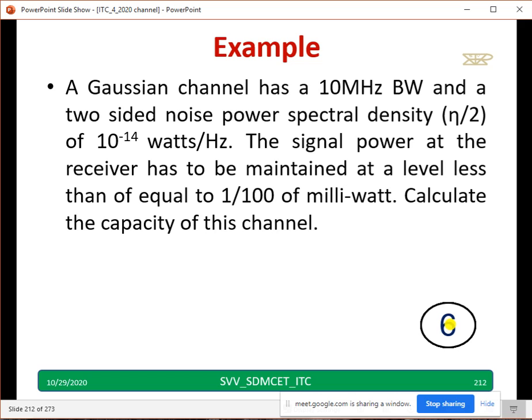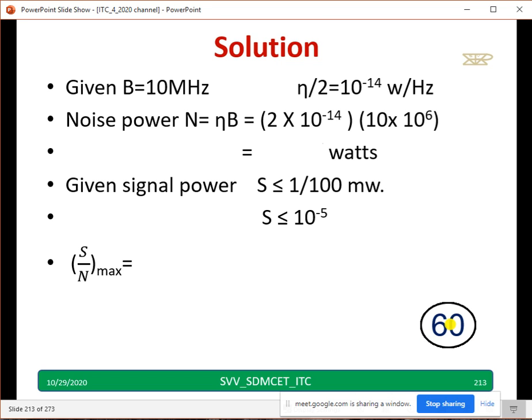Let me go to the next slide. Copy down: given bandwidth equal to 10 megahertz and N0 by 2 equal to 10 raised to minus 14 watt per hertz. I want you people to find out N equal to, fill the values given and find out N. Once you know N, you can find out S by N.